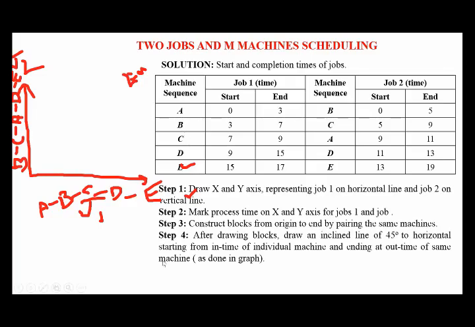Here I explained the values. Here we have taken the job 1 table and the job 2 table. For job 1, the mission sequence we take first is A, B, C, D, E, and the job 2 sequence is B, C, A, D, E. The same we mentioned here.